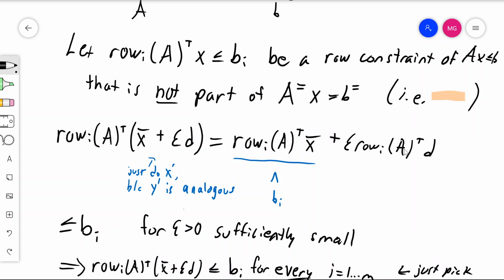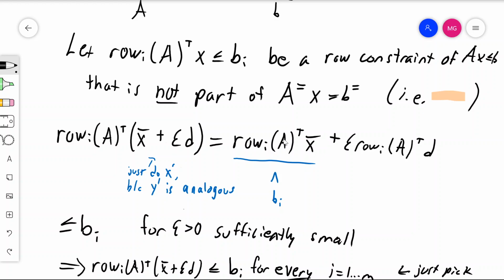And remember, we haven't actually chosen what epsilon is yet. The idea was that it was supposed to be small, and this actually shows that it will be something small, because I have no idea what row i of A times d is. It's just going to be some number that I can't control in the slightest. But epsilon is a scalar in front of that. So we're going to take epsilon to be something very, very small so that this entire quantity becomes something pretty close to zero.